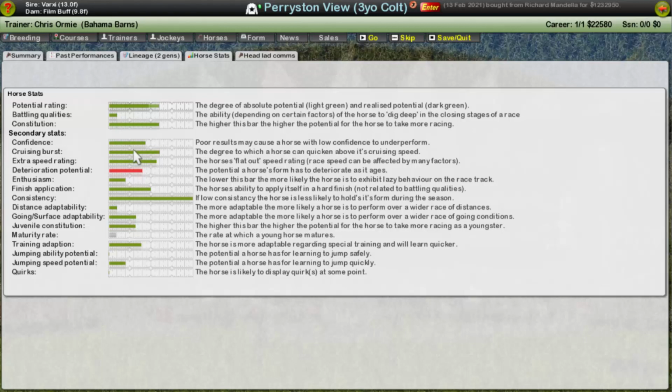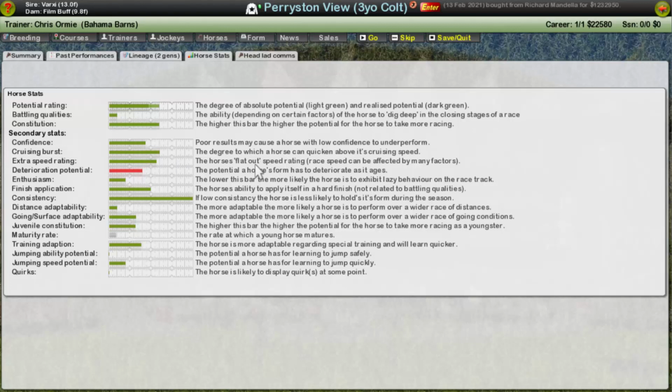Cruising burst will move between 5 and 15% usually. That's kind of the range I've seen. That will move up between your 2 and your 3-year-old seasons. And it's only really useful, as I say, once you start creeping up to a mile and beyond. The longer the race, the more impact it can actually have. That is your real top speed. The higher that bar, the quicker your horse can run.